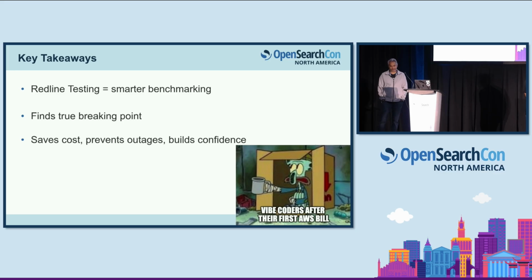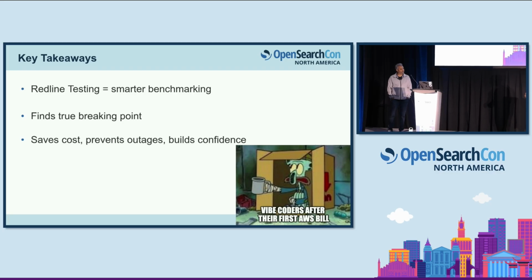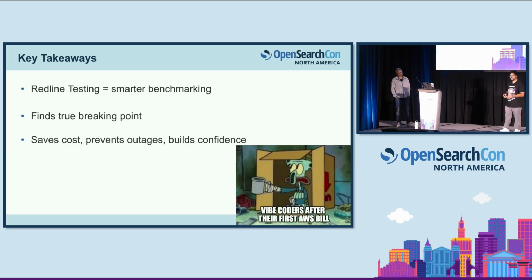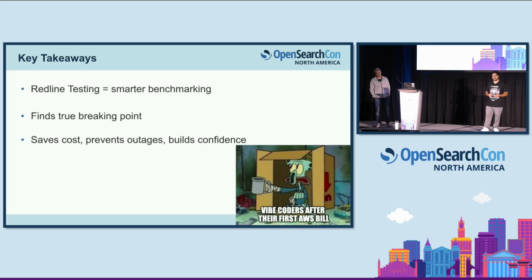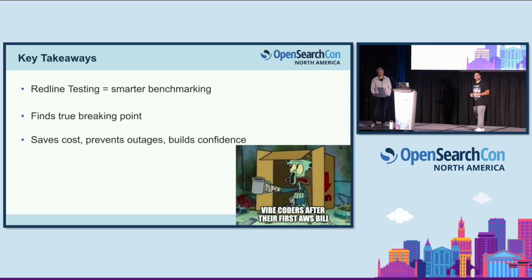All right, so some key takeaways. We think redline testing can lead to smarter benchmarking. It's meant to find your cluster's true breaking point, or rather that point right before the breaking point. It's going to help save on costs, prevent outages and downtime, and help you build that confidence that your cluster can handle what you think is going to be thrown at it.